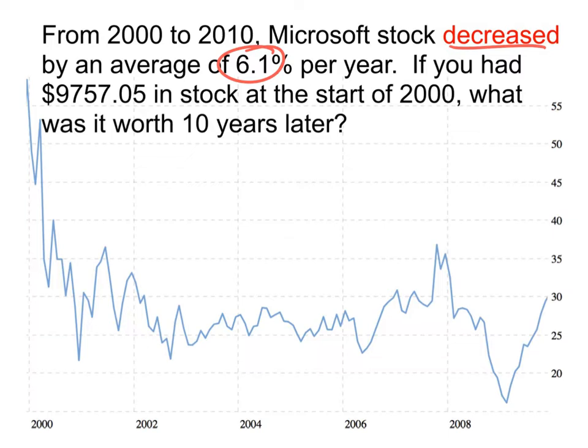Okay, so let's go back to that original $100 investment we made in 1990. We found that that was worth $9,757.05 in 2000. So let's say we had taken that same amount and we just left it in there the next 10 years because we're hoping that it's going to continue going up. And so we don't realize that it's actually going to be going down by 6.1%. How would we write the equation to represent this situation and calculate that out?